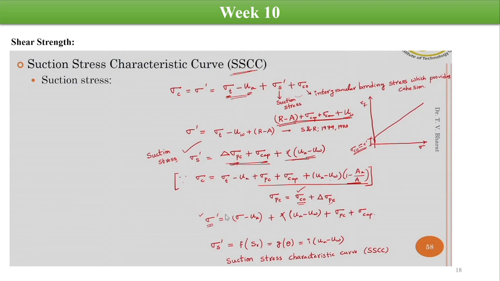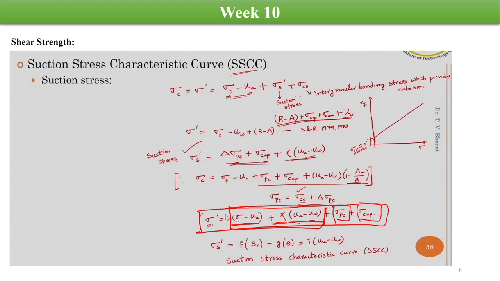So here we'll see that the expression of sigma dash is derived as sigma minus UA plus zeta times UA minus UW, which we have already seen. Apart from that, there are some stresses, that is these physiochemical stresses and the capillary forces. And then the suction stresses come under physiochemical stresses only.